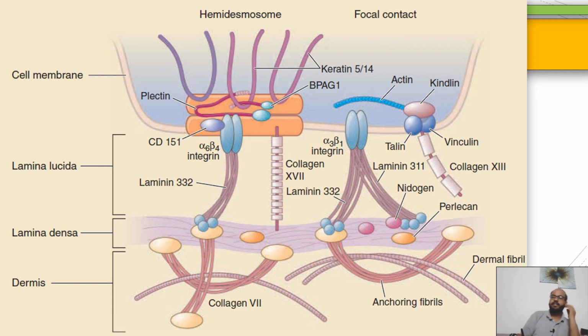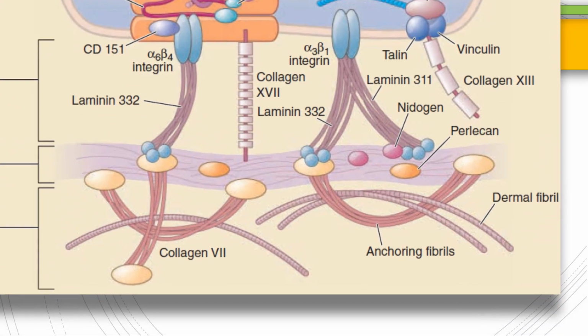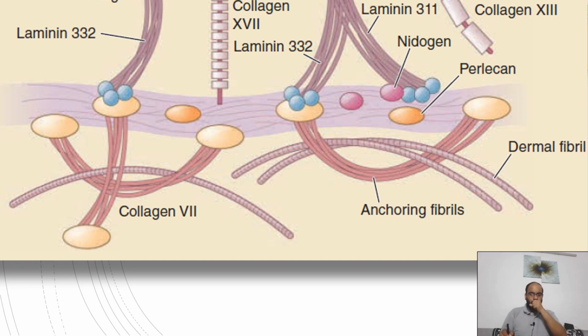This diagram we have already discussed in the last two videos, starting from the keratin filaments, the hemidesmosomes, the integrins, and the laminins. These are the laminins. In the third part of the video, we'll focus more on the lamina densa and the dermis. In the second part of the video, we left our lecture at the level of laminins, and we'll continue from laminins going towards the anchoring fibrils and then dermal fibrils.